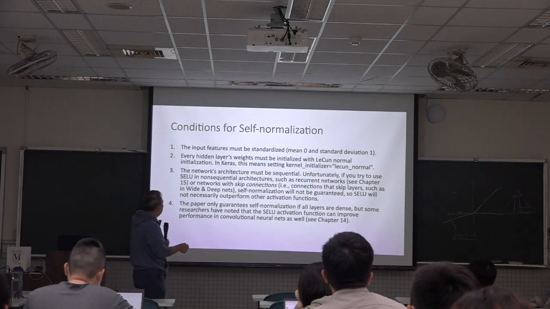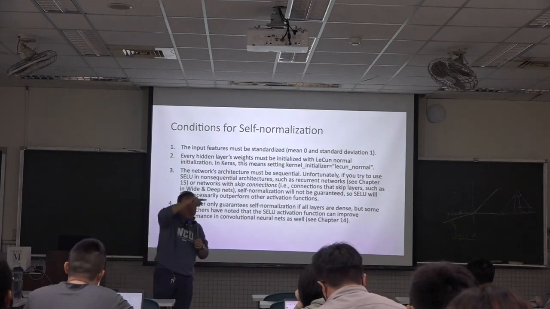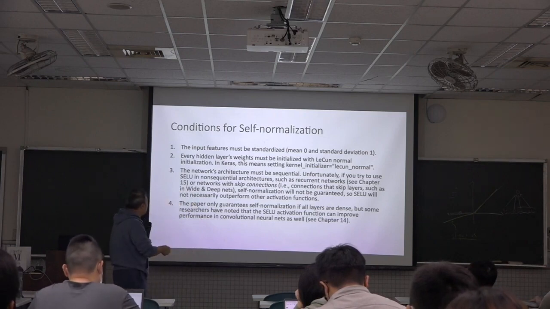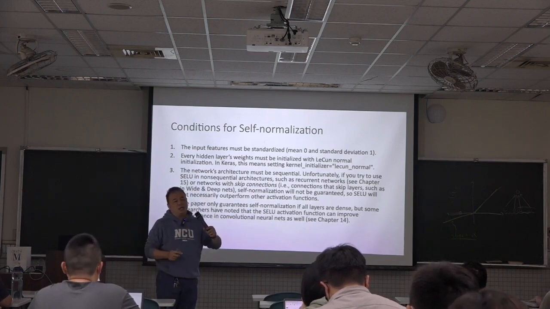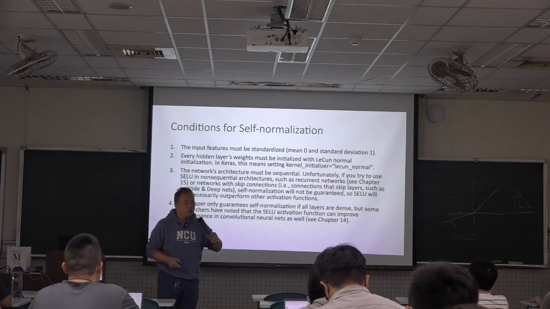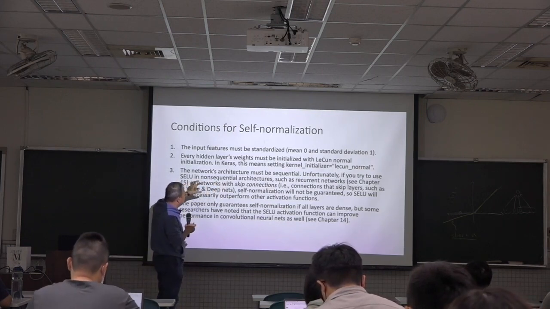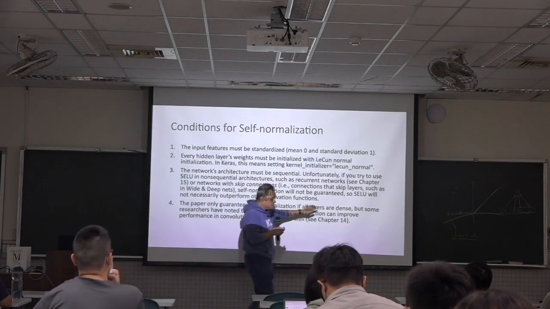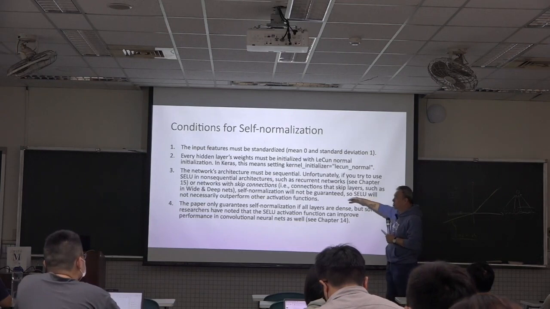For example, for non-sequential architectures such as recurrent neural networks, because a recurrent neural network has a feedback mechanism, it is not sequential. Or remember we talked about the skip connection in the wide and deep neural network? That skip connection makes the model not sequential. So if your model is not sequential, like an RNN, or you have skip connections, then SELU will not necessarily outperform other activation functions, because SELU doesn't guarantee self-normalization anymore in non-sequential architectures.